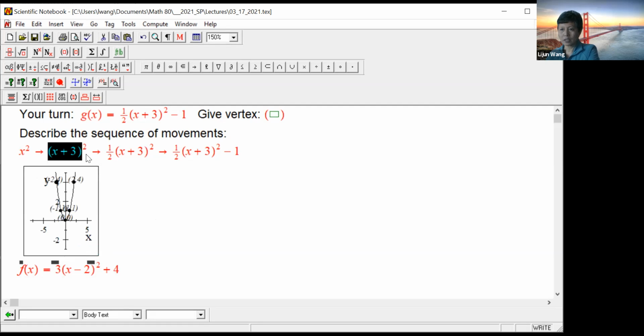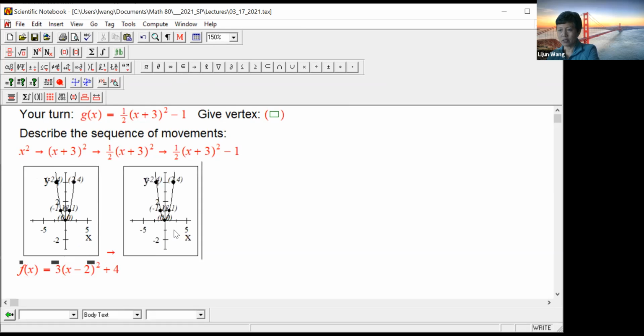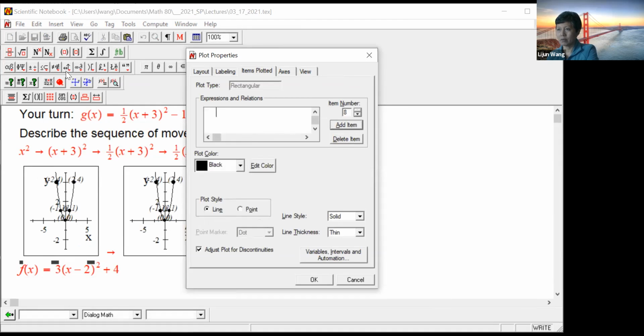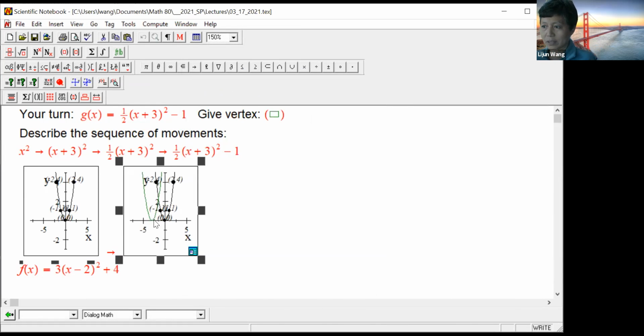So the first movement, x plus 3 squared. When we make that shifting, the original picture will be shifted to the left by 3 units. So that's x plus 3 squared. Now we're going to use green. Shift it to the left. You see the vertex will shift from 0, 0 to -3, 0.